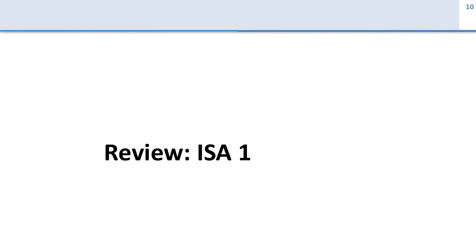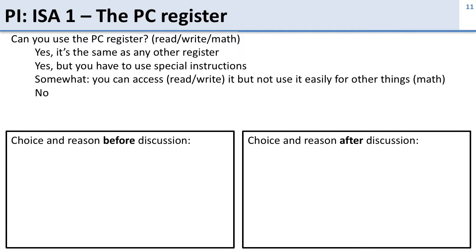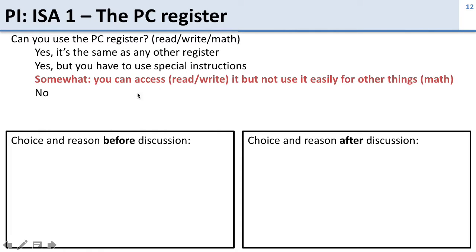So let's take a look at some ISA 1 problems. So the first problem here is with the PC register. Can you use the PC register like a regular register? Can you use it for reading and writing and math? Well, the answer here is somewhat.